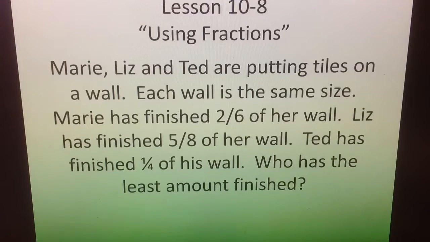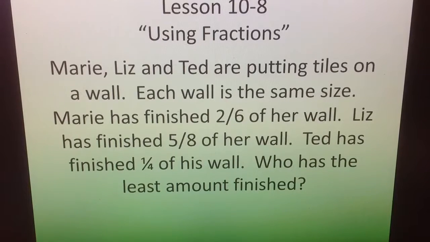Here's a problem to puzzle over. Marie, Liz, and Ted are putting tiles on a wall. Each wall is the same size. Marie has finished 2/6 of her wall. Liz has finished 5/8 of her wall. Ted has finished 1/4 of his wall. Who has the least amount finished? Pause the video if you need to think about this.